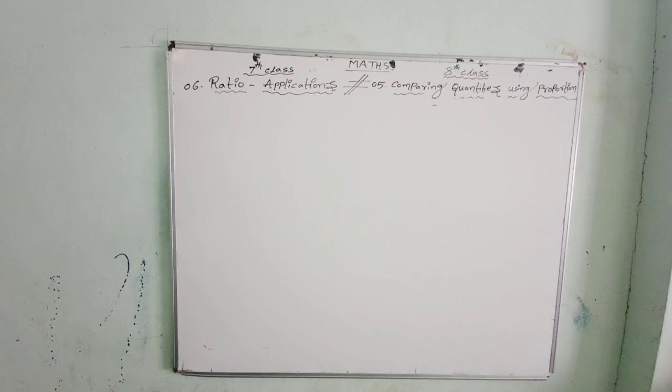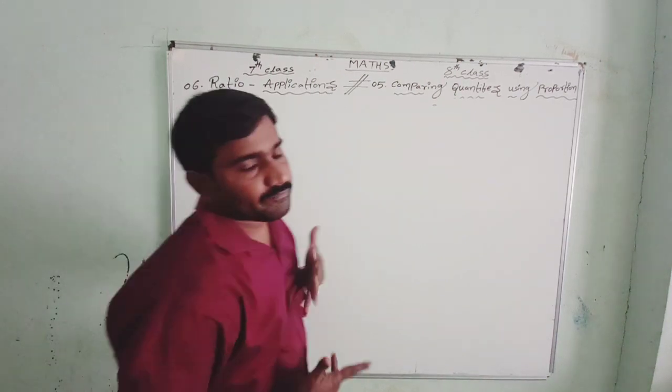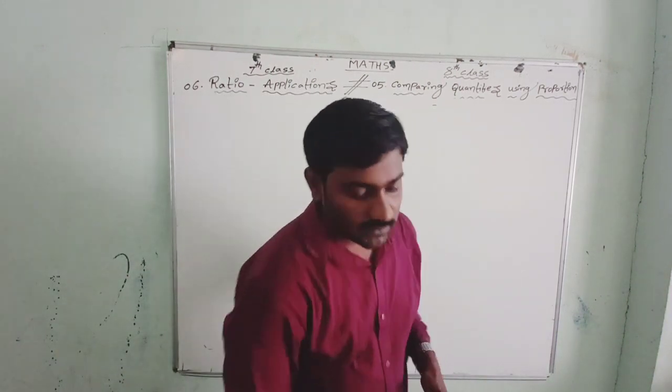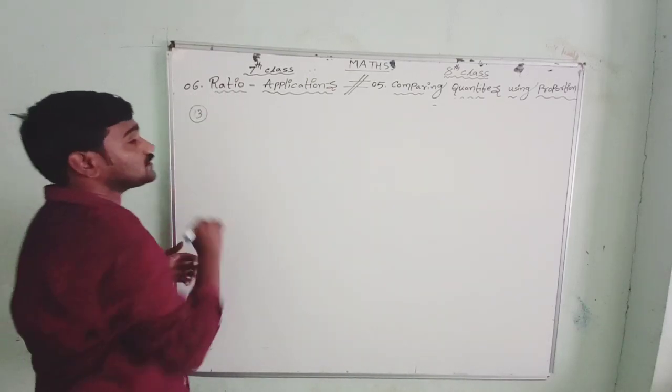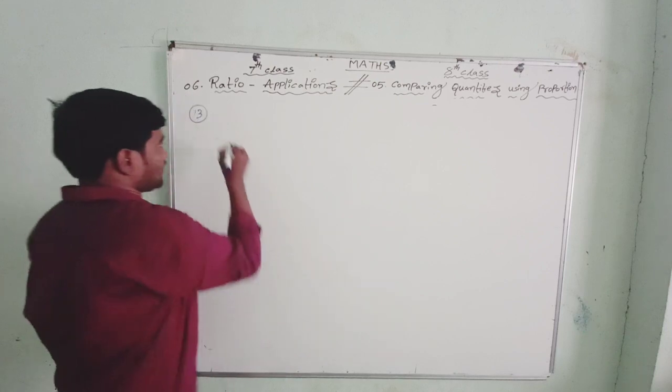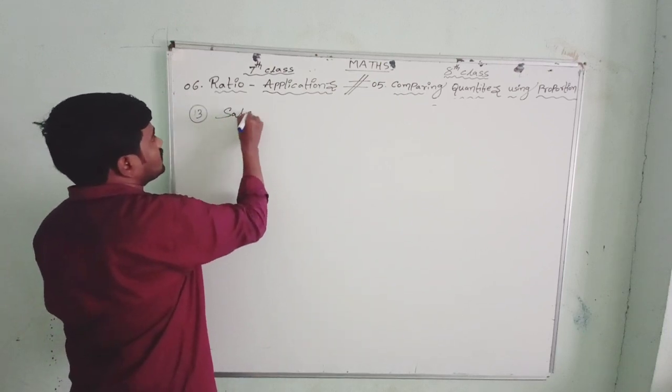Now we go for the 12th one. 12th one is the definition, so the 12th one is completed. We go for the 13th one. The 13th one is about sales tax.